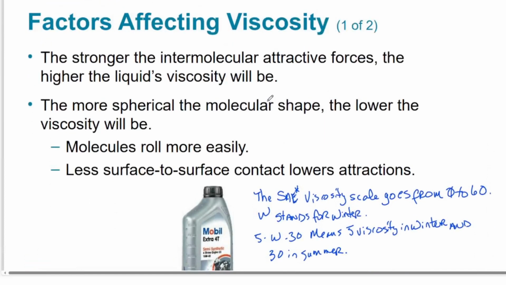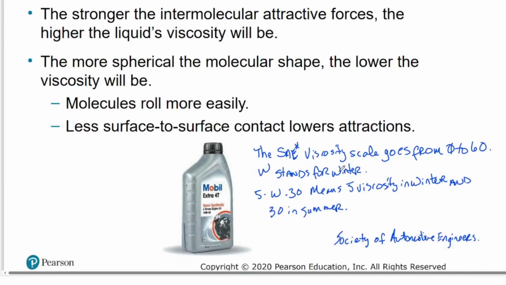And this is demonstrated by, for example, motor oil. If you've ever poured motor oil, you know it has a higher viscosity than something like water. And this is because it has longer chain length, and it's going to have larger intermolecular interactions. The Society of Automotive Engineers, or SAE, uses this SAE viscosity scale to measure the viscosity of motor oil.